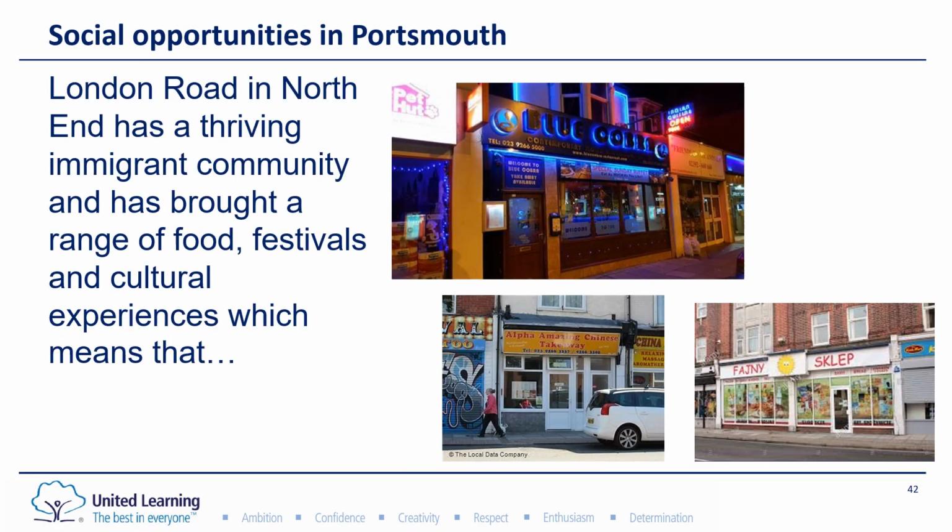We also need to know about opportunities in Portsmouth. We've got social, economic and environmental. A social opportunity for Portsmouth is London Road in North End. It's got a thriving immigrant community. It has brought a range of food and festivals and cultural experiences from around the world. This means people in Portsmouth can experience and understand different cultures, which means they've got a better sense of the world and therefore a better quality of life.